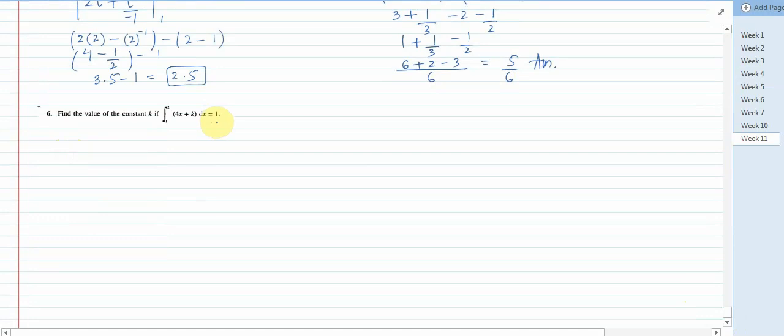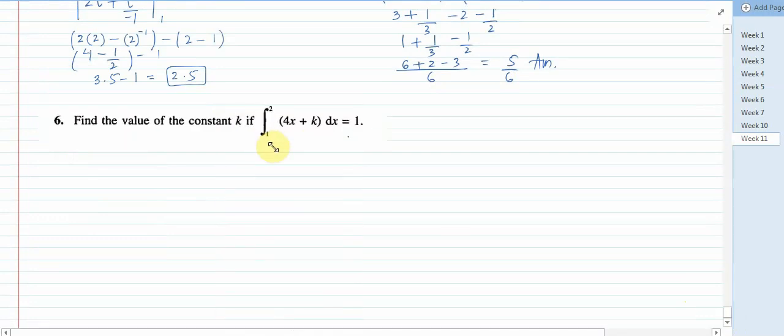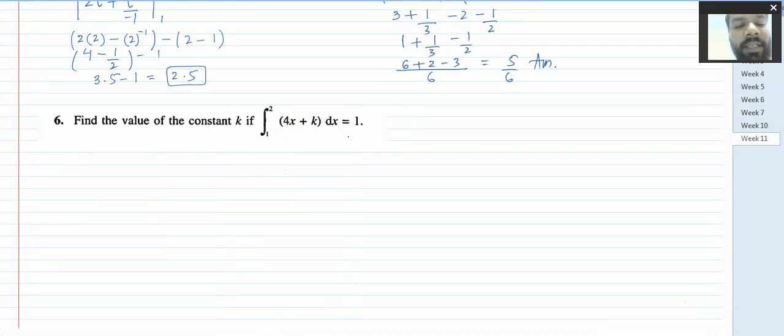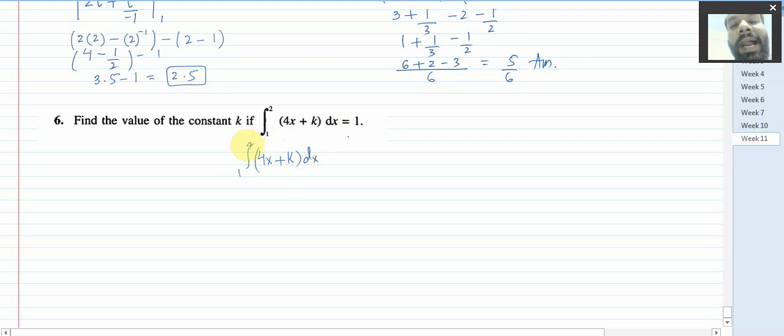It's question number 6. It says find the value of the constant k if the integral of 1 to 2 of the function 4x plus k dx is equal to 1. Alright, so we have a function 4x plus k. Firstly we need to integrate that function, and the integrated part is equal to 1, and then we will have an equation which we need to solve to find the value of k. So firstly we need to integrate it.